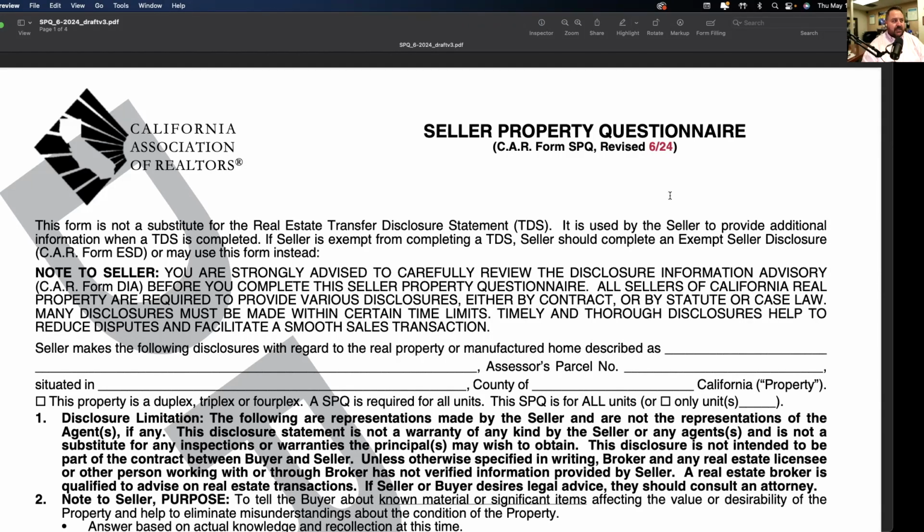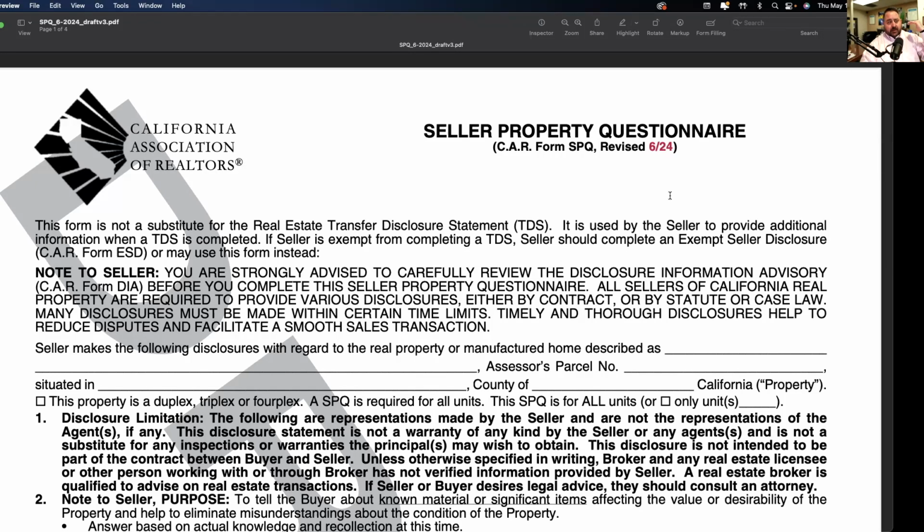So let's look at this. This form is not a substitute for the real estate transfer disclosure statement. It is used by the seller to provide additional information when a TDS is completed. If a seller is exempt from completing a TDS, the seller should complete an exempt seller disclosure, and we're going to look at that after, or may use this form instead. You can use this one, but you're only required to use the ESD, the exempt seller's disclosure, if you're not required to provide a transfer disclosure statement.